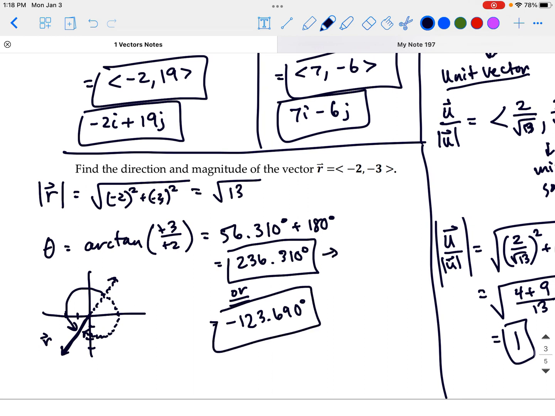So just note, you can use any coterminal angles that you want. My general recommendation, though, is going to be pick something between 0 and 360, or 0 and 2 pi if you're doing radians.